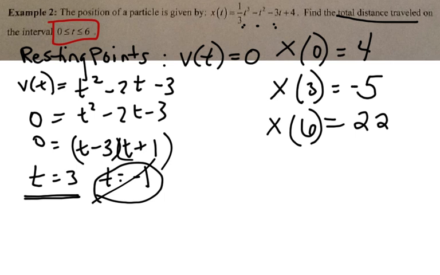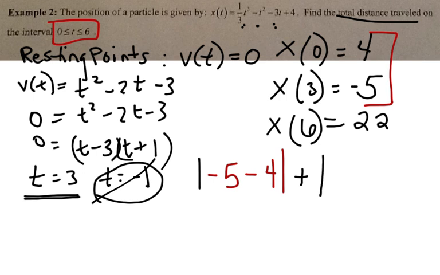Now I want the total distance traveled. There's a couple of different ways you can do the math, but we're looking at the absolute value of the differences in the positions. So it's going to be like your final position for an interval. I'm going to start with the interval from 0 to 3. So I'm going to say -5 subtract 4 in absolute value bars. And add that to, now I'm going to do this interval from time 3 to time 6. Final position is 22 minus starting position -5.